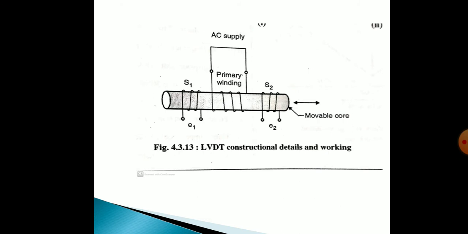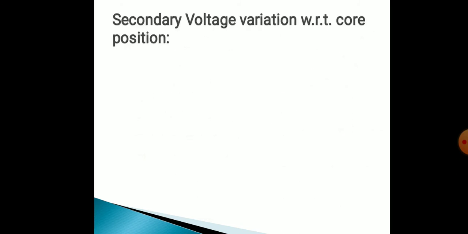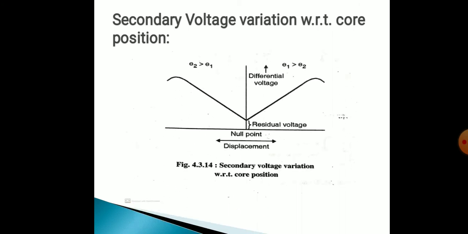series. Displacement of the core towards one secondary causes an increase in the amplitude of voltage in that winding and a corresponding decrease in amplitude of voltage in the other winding. The figure shows the secondary voltage variation with respect to core position.